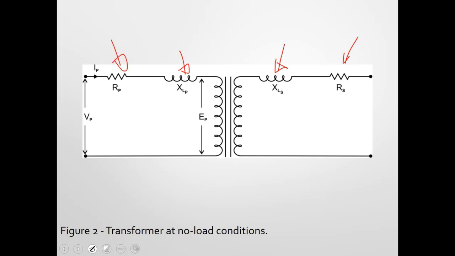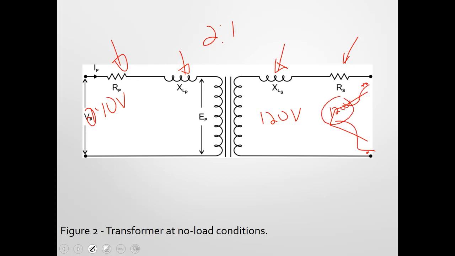So a transformer at no load conditions is what we're going to look at first. What does that mean? That means I'm going to apply rated voltage here. Let's say I have a 240 volt transformer and I don't have anything on the secondary at all. Say it's a 2 to 1 turns ratio, so down to 120. For every 2 turns on the primary, there's 1 turn on the secondary, and it's going to make 120 volts on the secondary, and that will be our open circuit voltage. If I put a voltmeter here, I'll read that 120 volts.